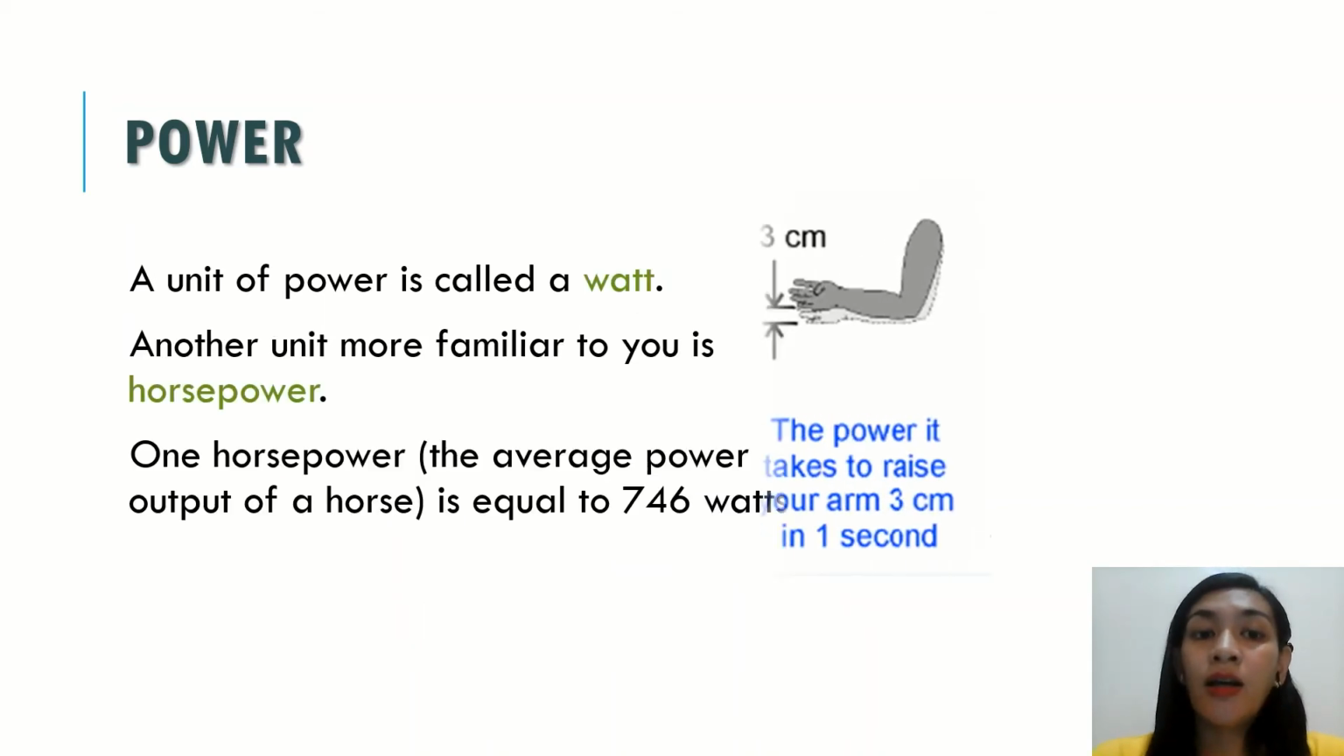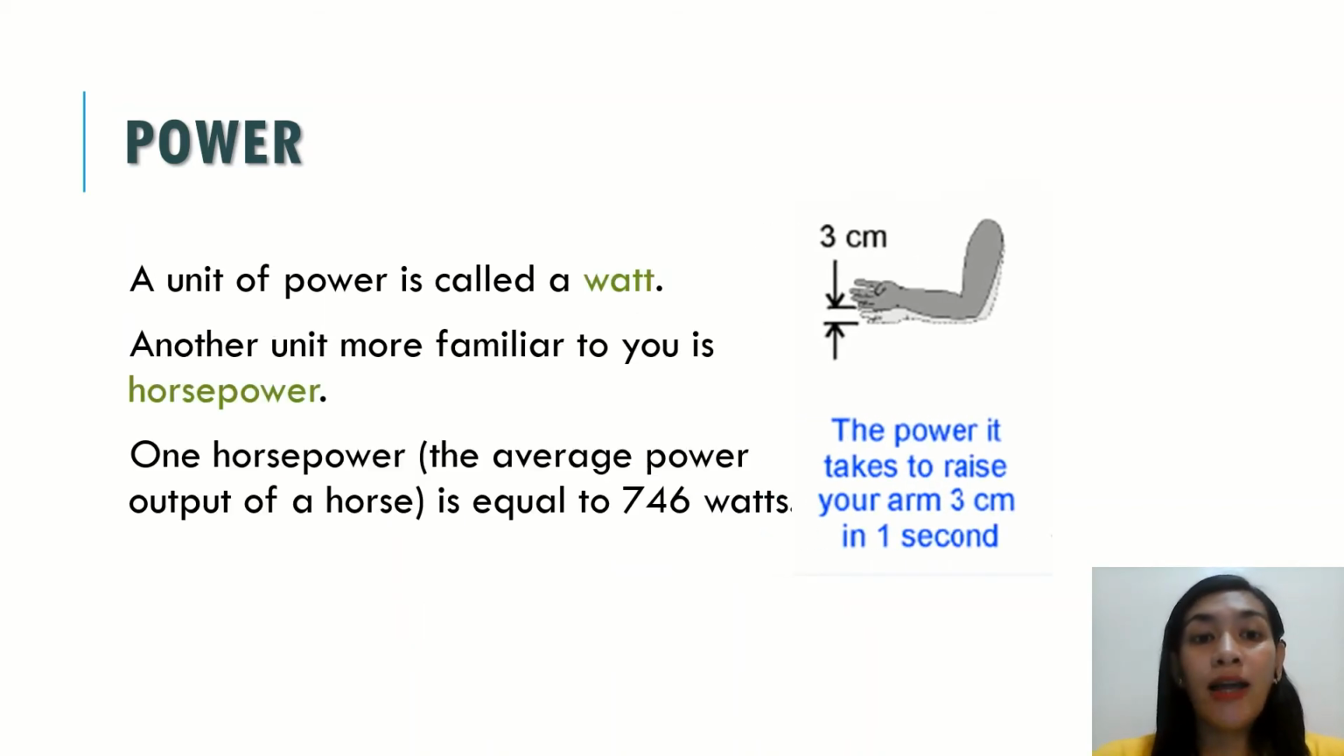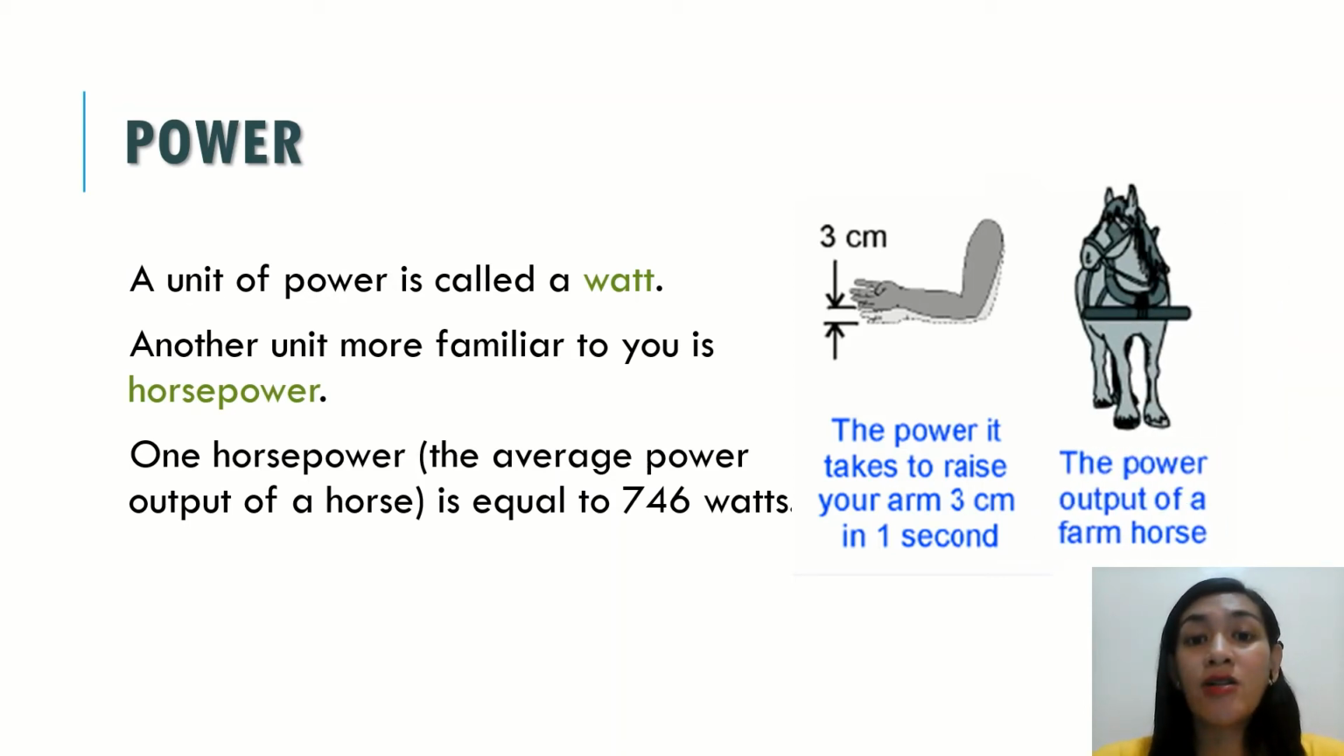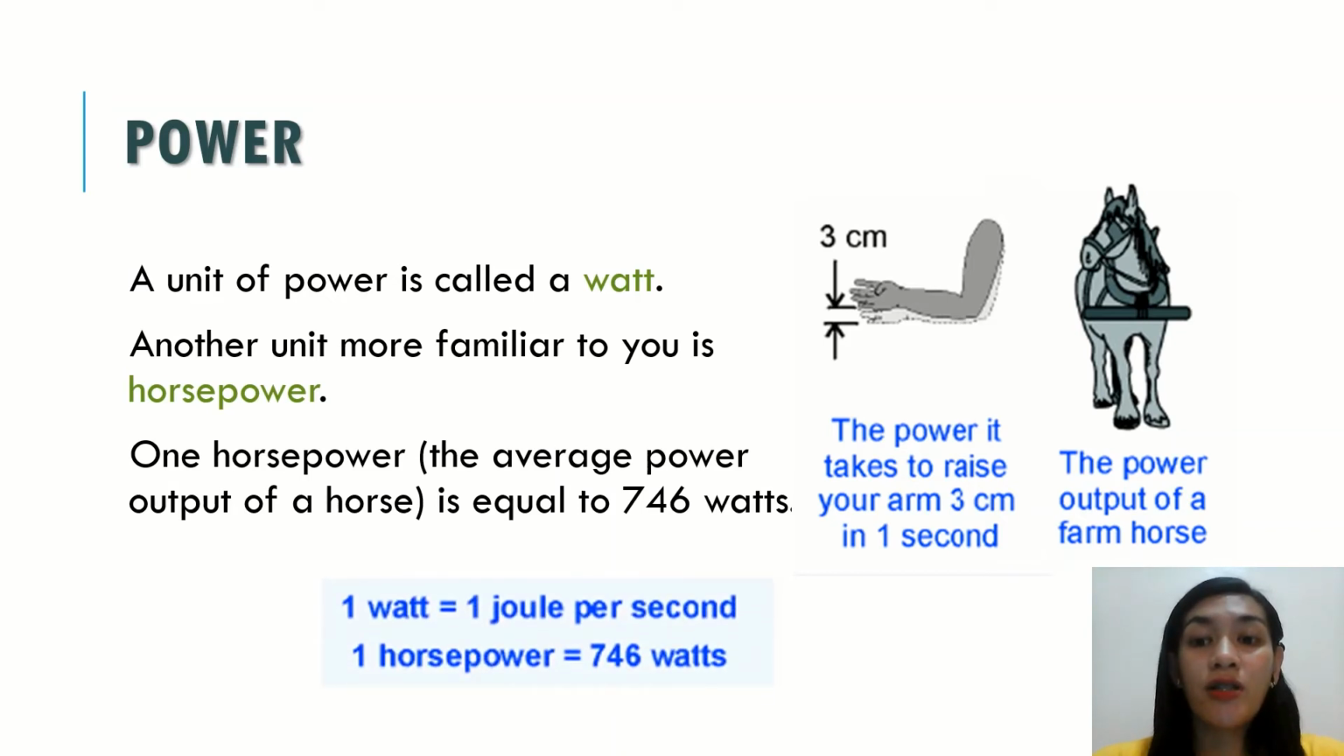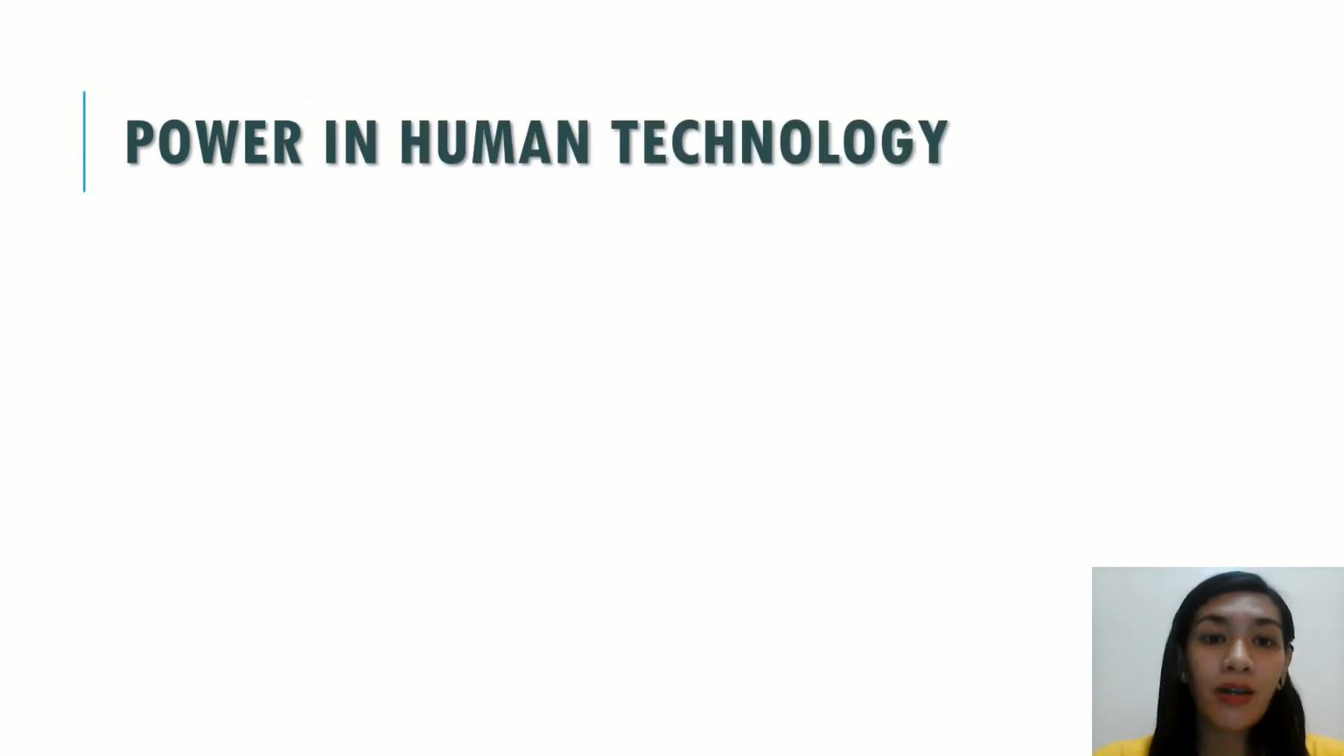Now the unit for power is called a watt, and another unit more familiar to you is horsepower. You could usually read horsepower in some of our appliances. One horsepower is actually equal to 746 watts, so you could use that as a conversion unit for expressing your power.